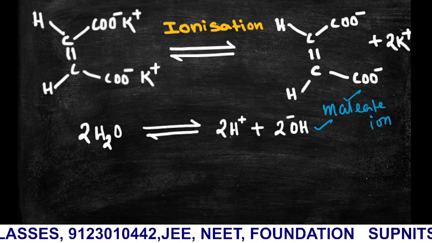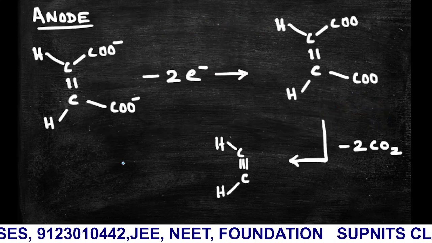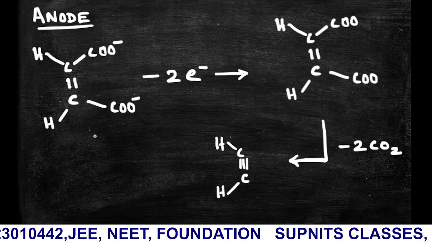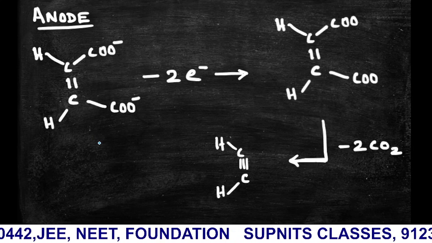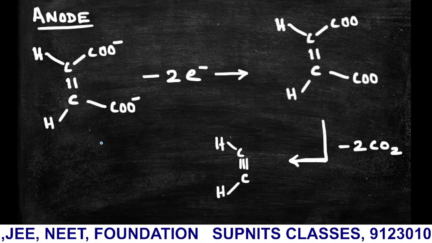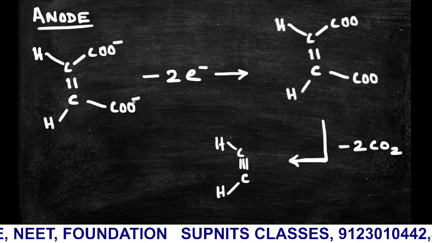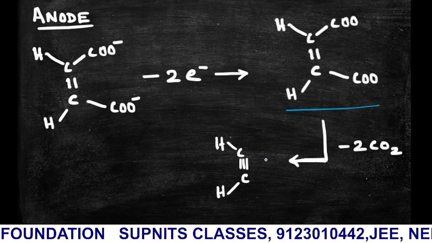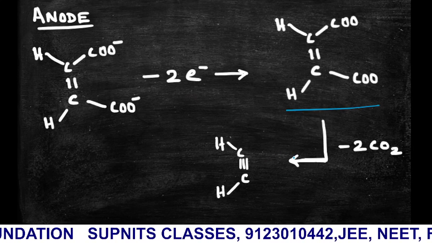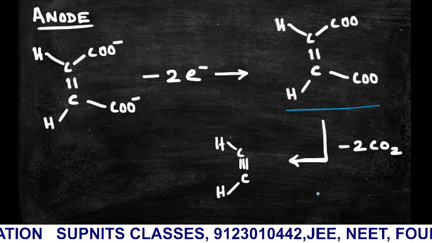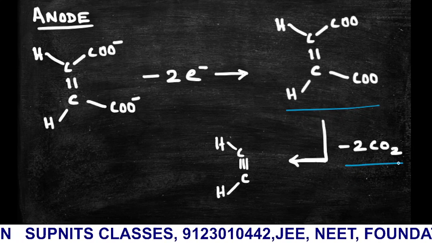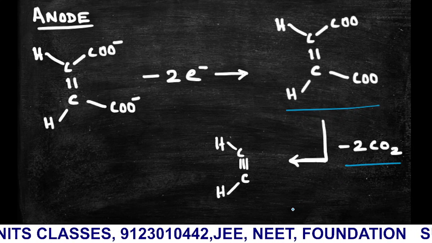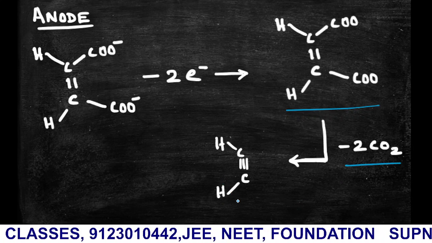Now we will go to anode. Anode is going to accept the maleate ion. Maleate ion is basically having ease of discharge with respect to the OH minus ion. Maleate ion will lose 2 electrons to form this. It is an uncharged one. Now to attain stability, it is going to decarboxylate. That is, it is going to release 2 molecules of CO2 and is going to give you alkyne as it is.